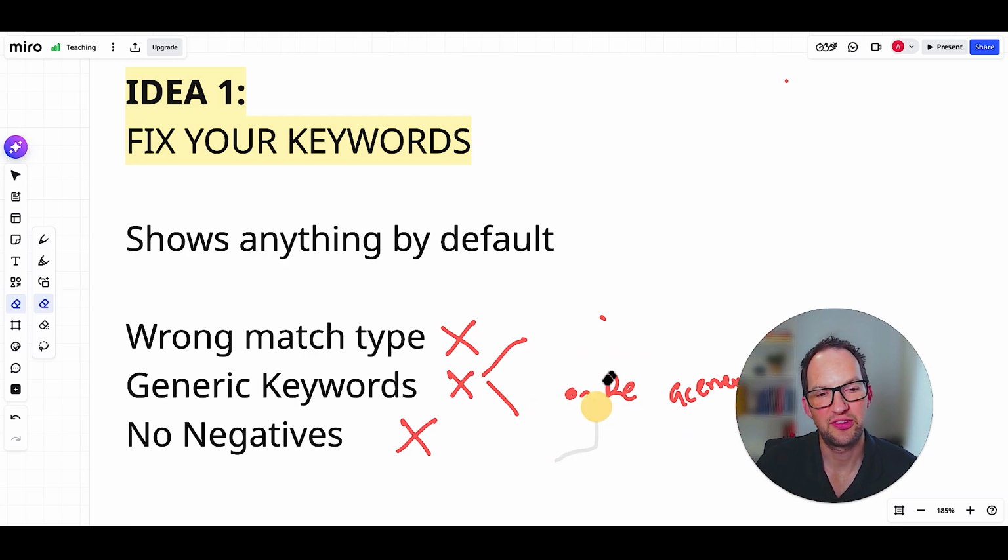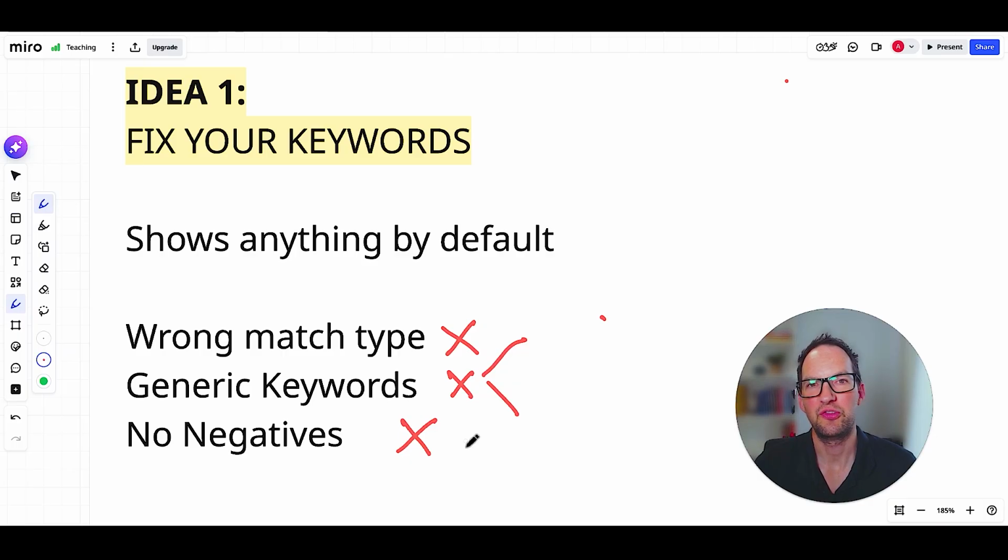And the third mistake I see is no negative keywords. If we're using broad match especially, we want to have negative keywords, and the types of negative keywords I recommend are words like DIY, also jobs, and just generally any service or anything to do with your roofing service that is not going to bring you a customer.